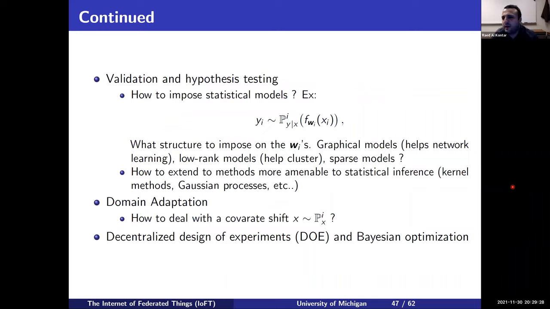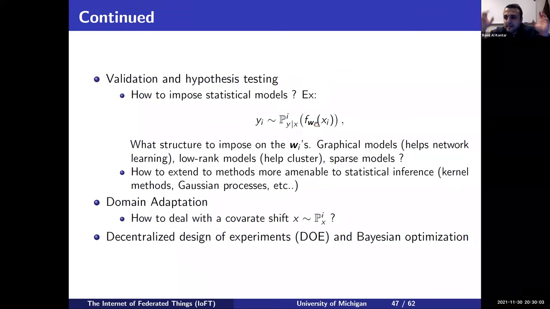Another one is how to do hypothesis testing and model validation. So we have not seen statistical modeling, and it's understandable that we might not want to impose statistical models because of the restrictions. However, one question is how to impose a probability distribution. All the models that are doing personalization right now in deep learning are just y_i equals f(w_i, x_i). Can I impose some kind of conditional probability distribution?